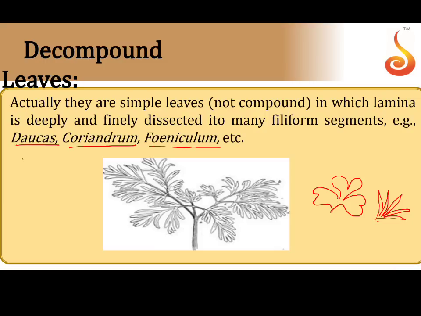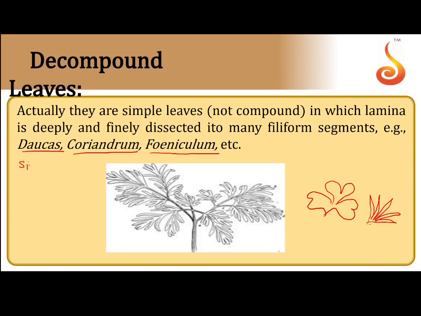So, we have learnt till now simple leaf, compound leaf, under compound leaf we have learnt pinnately compound, palmately compound. In pinnately compound you have learnt that there are 2 leaves which come side by side. Palmately compound you have learnt that 5 leaves form as a palm like structure.